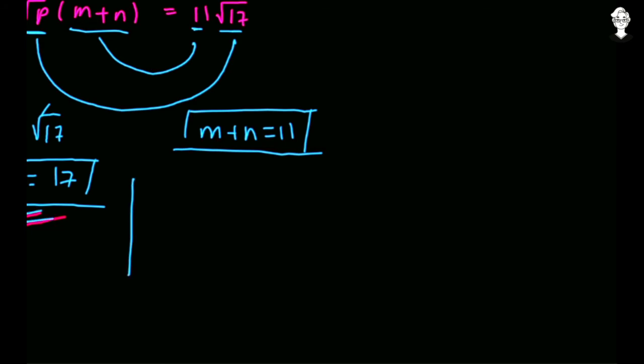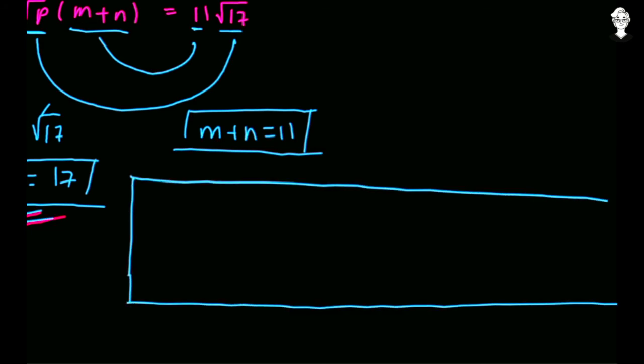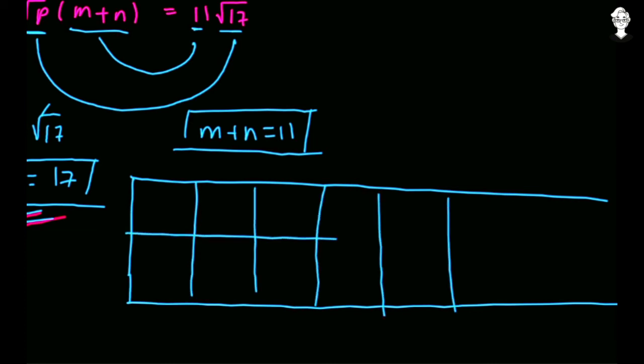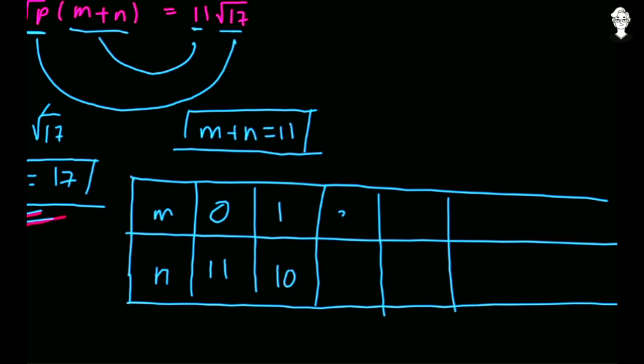Now m plus n is equal to 11, and there are many values which could satisfy this equation, m over here, n over here. If the value of m is 0, then n would become 11. If m is 1, then n is 10. If m is 2, n is 9. If m is 3, n is 8. This will go on till m becomes 11 and n becomes 0, and in between there are 4, 5, 6, 7, 8, 9, 10.